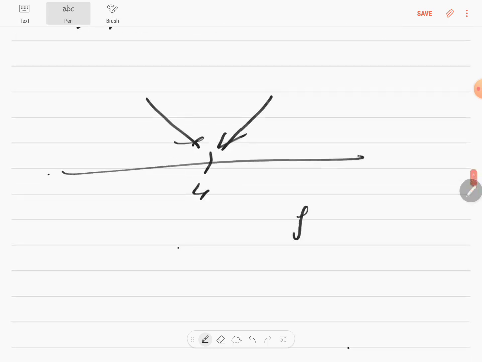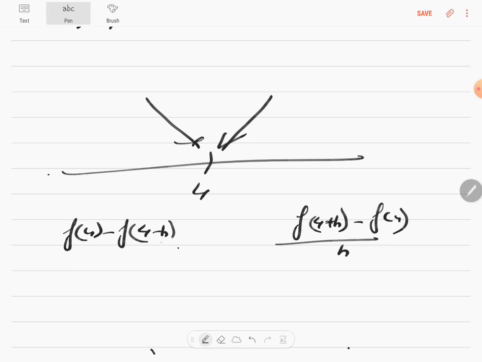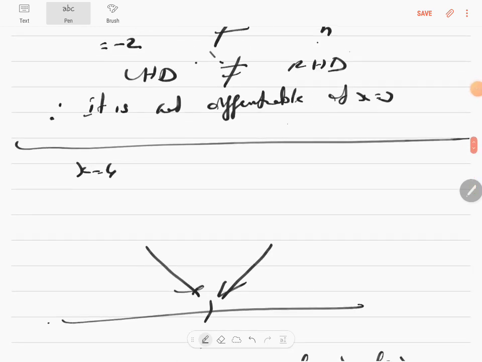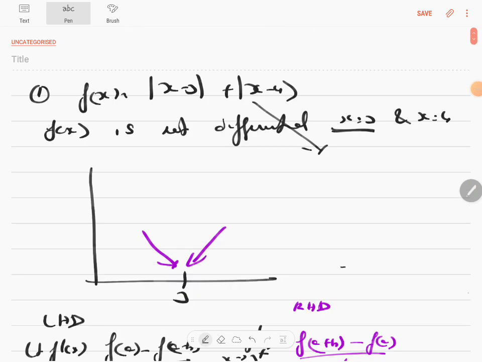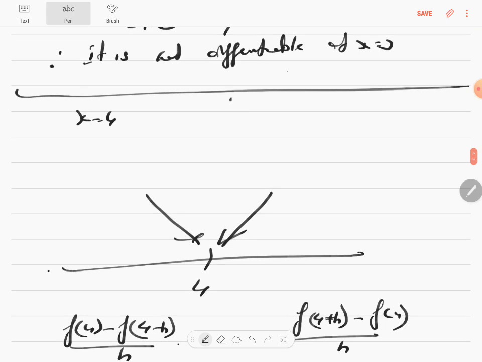The right limit is f of 4 plus h minus f of 4 by h. The left limit is f of 4 minus f of 4 minus h by h. Okay, so then you have to go back to the question. The question is mod of x minus 3 plus mod of x minus 4. That is f of x.